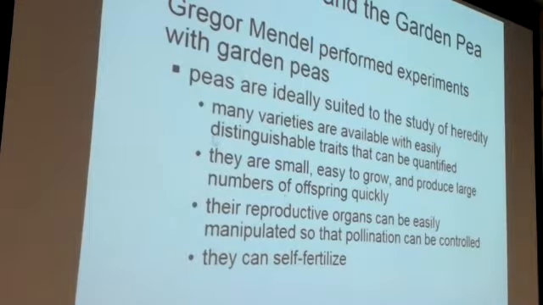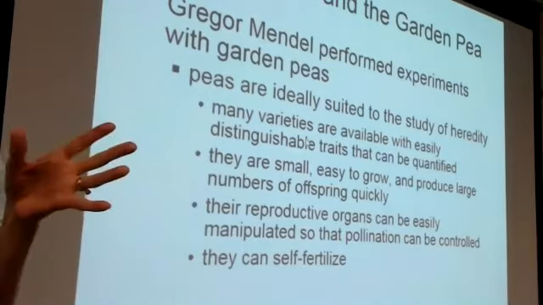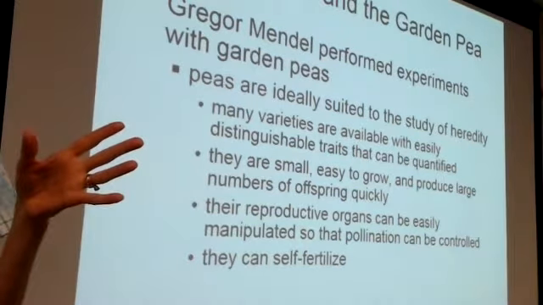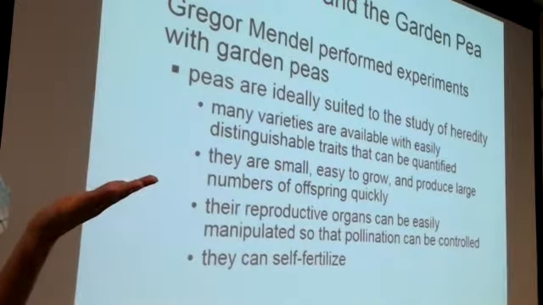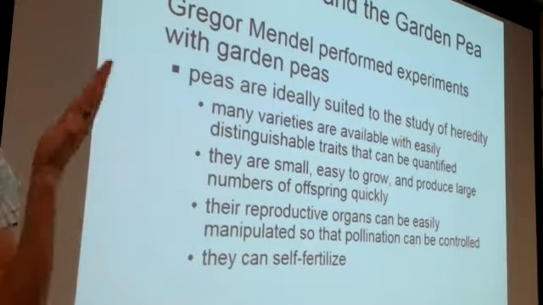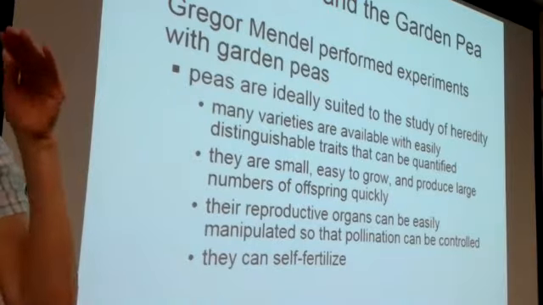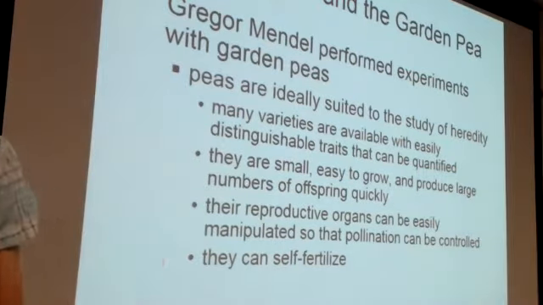The traits, he says, varieties have many distinguishable traits, like I said, that come in only 2 varieties. Like the flower color that he was working with, it's either white or purple. There were no other colors. The peas are either yellow or green. The plants are either tall or short. So he was purposely working with these plants because of that.